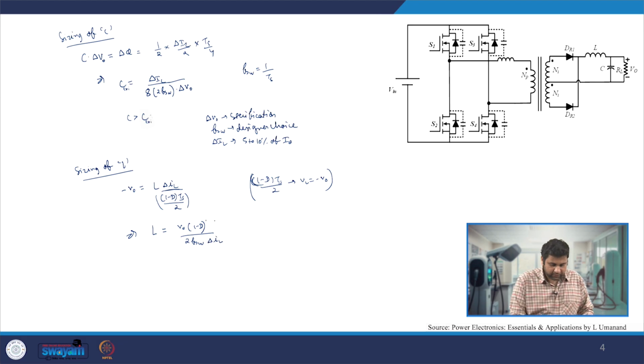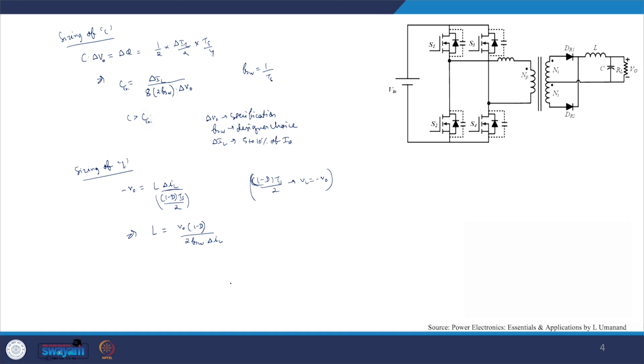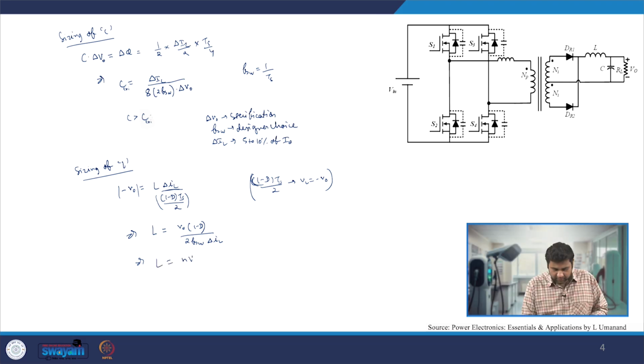Here, that minus sign we can neglect, because the delta IL will be negative as it is going from the maximum value of ripple to the minimum value of ripple. So we can just take the magnitude of V naught, as on the right hand side also we have taken only the magnitude of delta IL. So that's when we can rearrange and write the L value this way. And we know that V naught is nothing but N V in D, so L is N V in D (1 minus D) divided by 2 FSW delta IL.